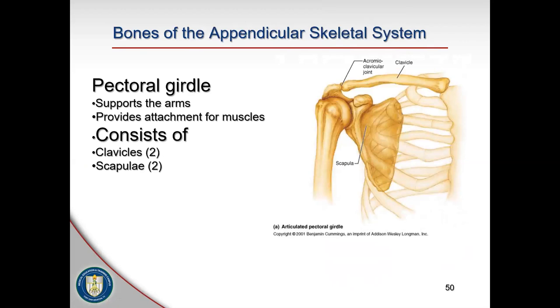Now, when we're talking about the pectoral girdle, it may consist of two bones in that area, the clavicles and the scapula. So the scapula is something that we consider to be like the shoulder blade, on the back side, on the dorsal side.